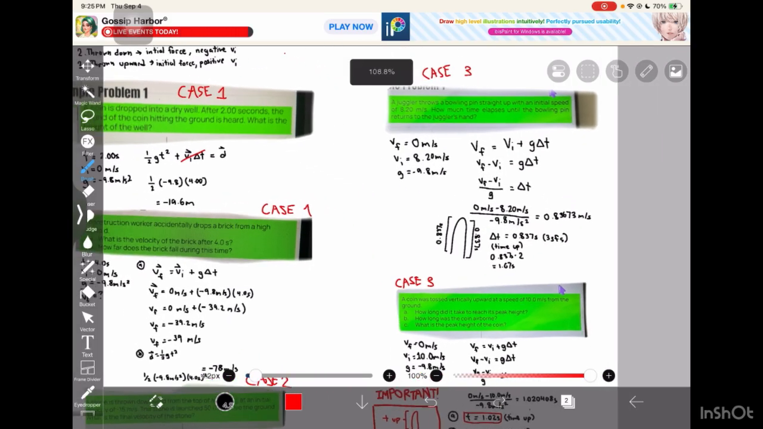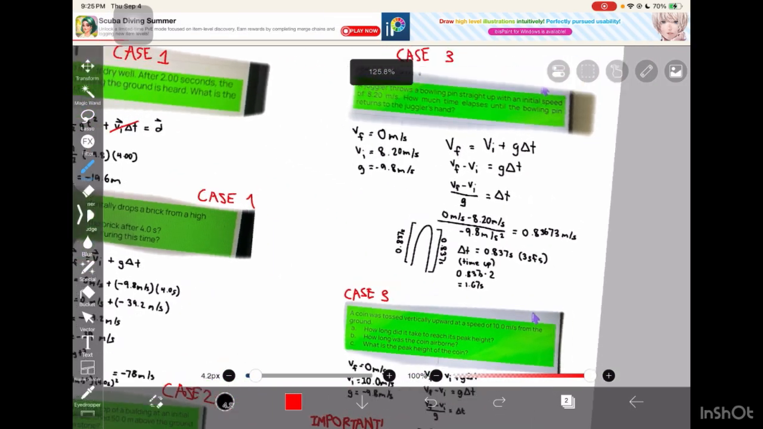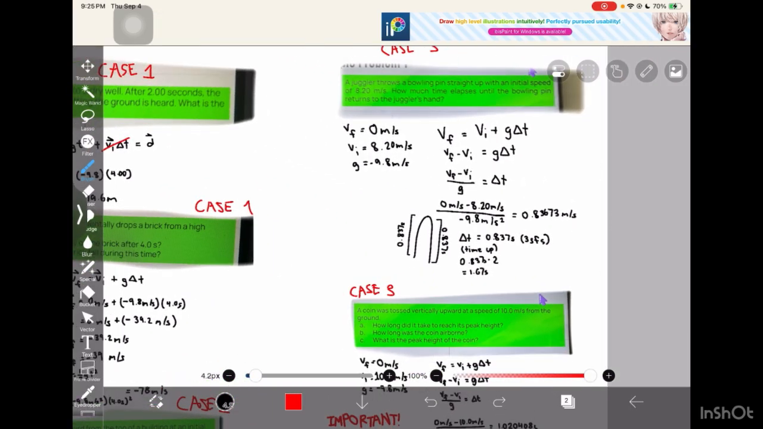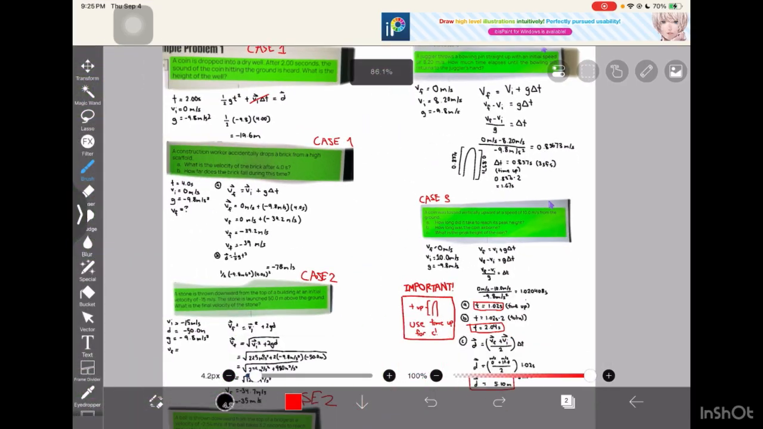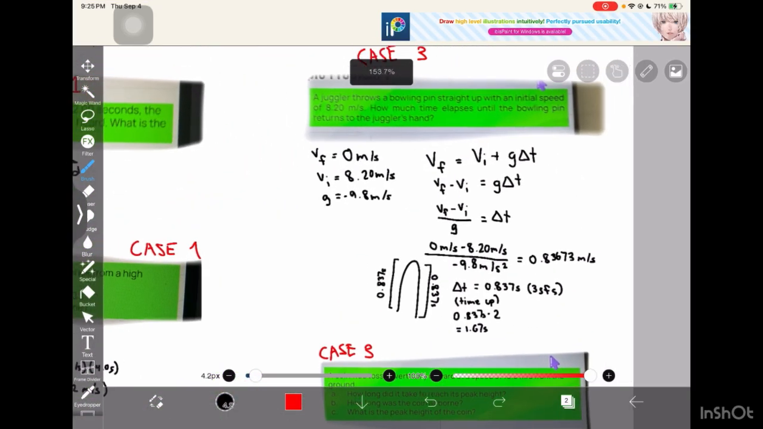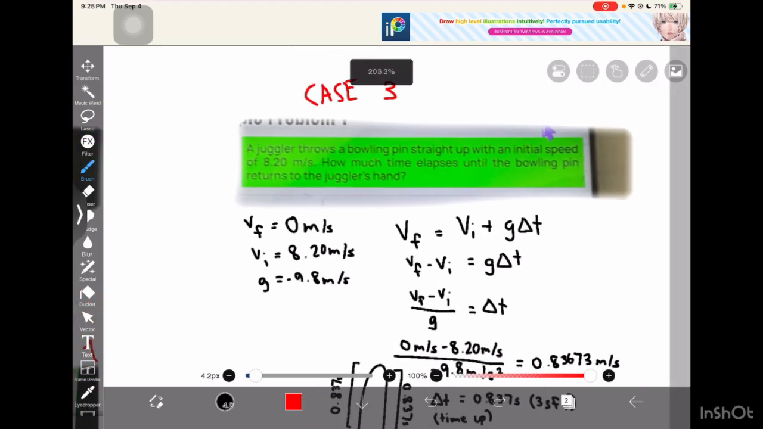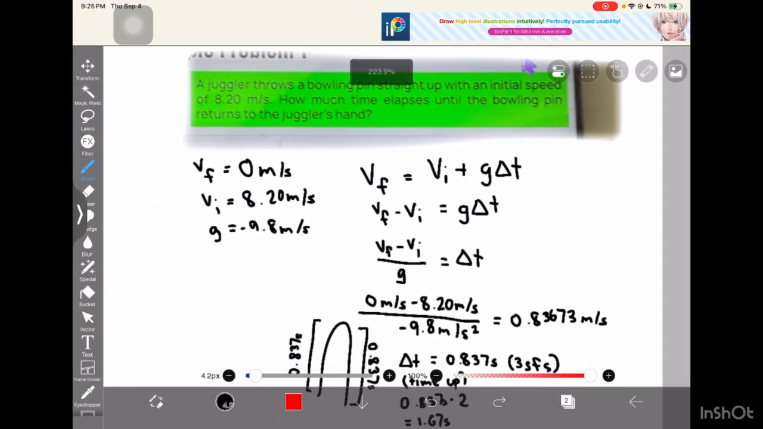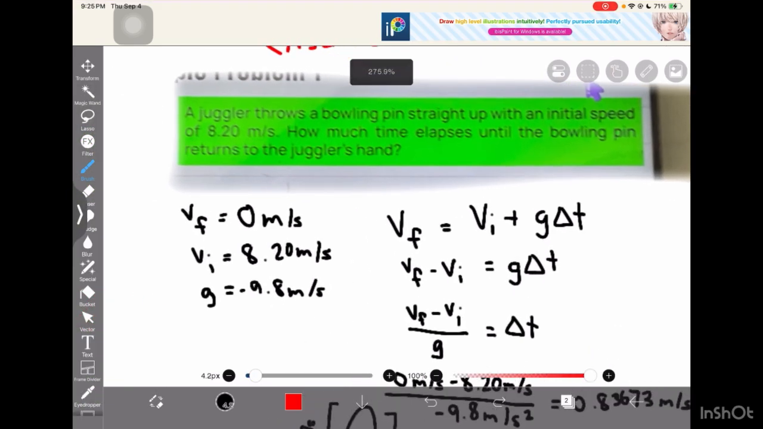So I'll be using both problems here because we have different cases, different types of solution. So case 3, number 1. A juggler throws a bowling pin straight up with an initial speed of 8.20 meters per second. How much time elapses until the bowling pin returns to the juggler's hand?